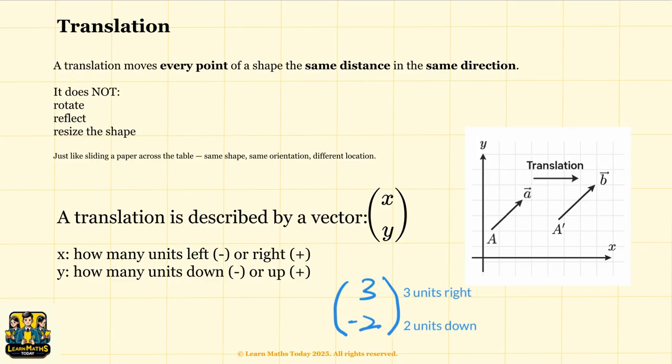Looking at the diagram, we can say that point A is moved and becomes point A prime. The entire shape moves with it. The same shape, but just shifted in a different direction.